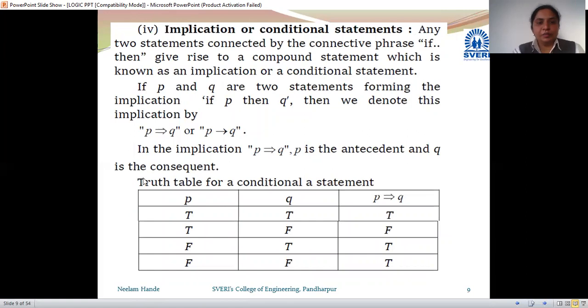Then the implication or conditional statement: P implies Q, or this is the notation. Both notations are okay. This is the truth table for it. True implies true means true. True implies false will give you a false statement. False implies true will be true, and false implies false will be true.